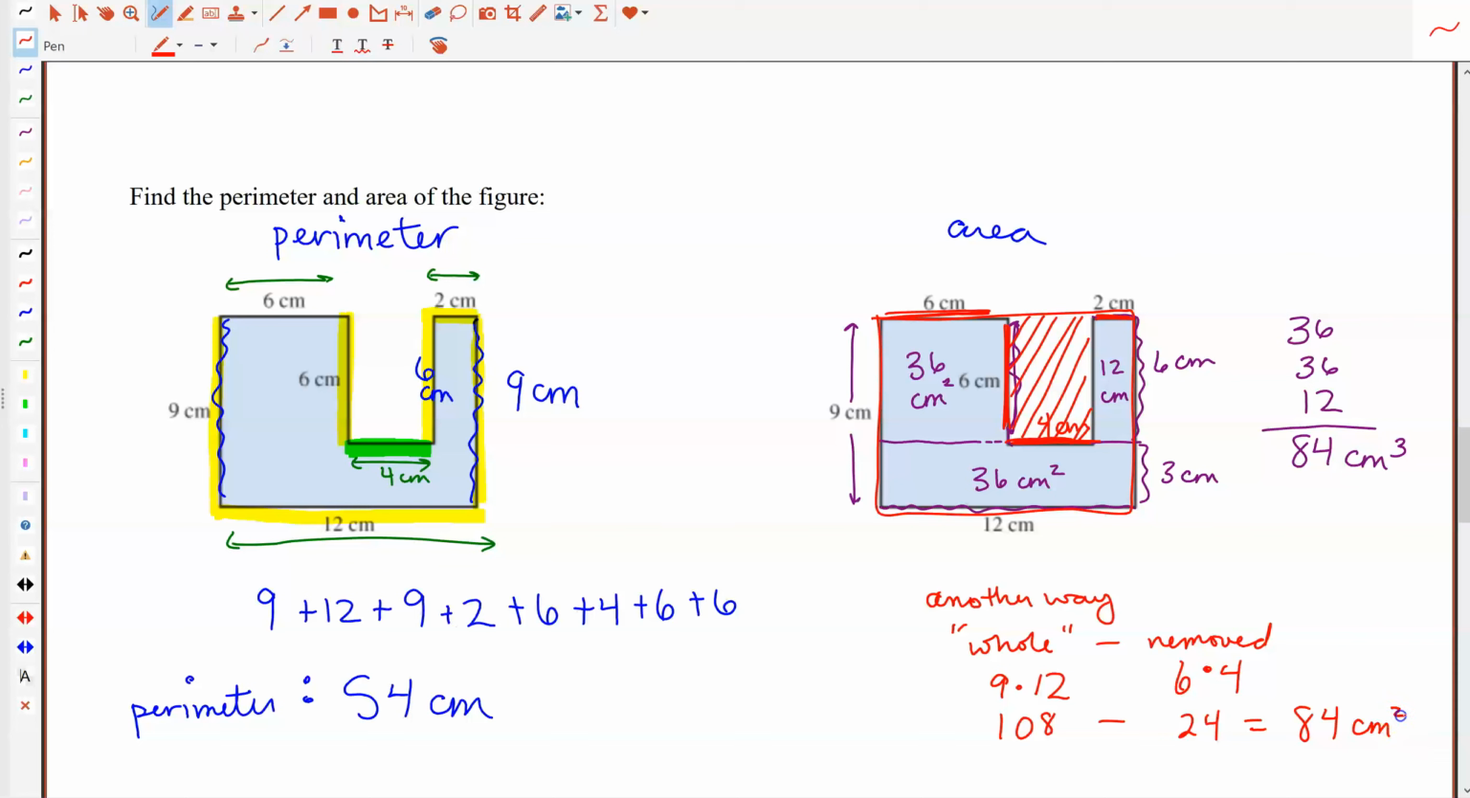I'll make squares, and up here I had, that should also be square centimeters. All right, so just 2 different ways of finding the area. Breaking this into sub-pieces, or finding the whole thing and taking away the piece that was removed will tell me what was left.